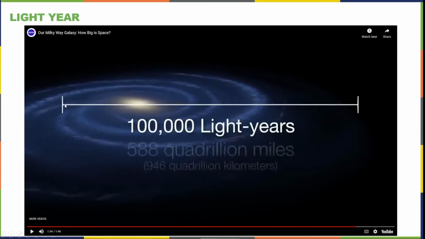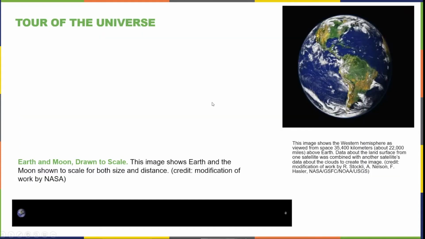But our solar system is somewhere here, towards the edge of the galaxy, and this distance, the diameter, is about 100,000 light years. And so now you see it makes sense to measure these large distances in terms of light years. So, let's take the tour of the universe.